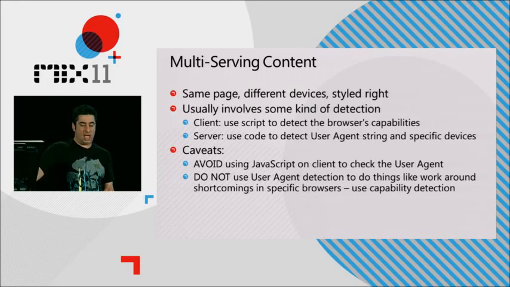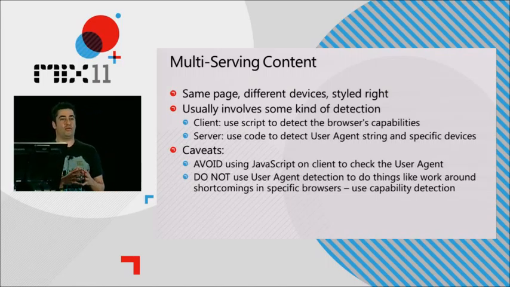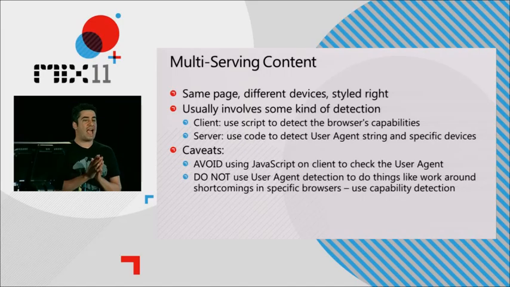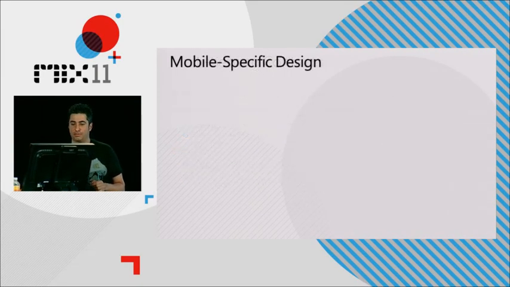Don't do things like user agent detection to work around bugs. I will personally come find you. Please don't do this. Okay? Use feature detection. Working around bugs, especially on mobile, you shouldn't have to do this. Okay? You should not have to do this. We don't have IE6 on the phone.